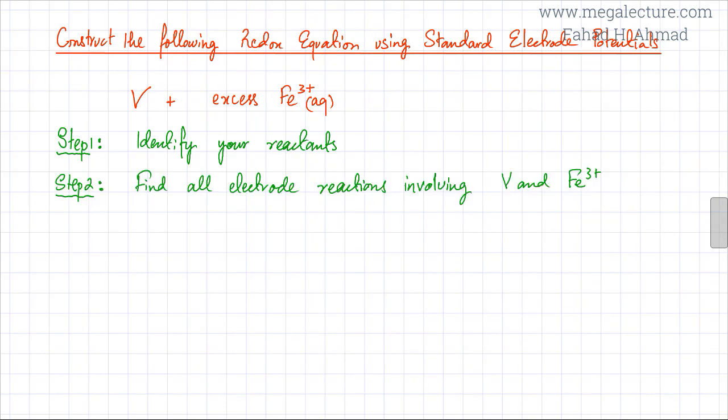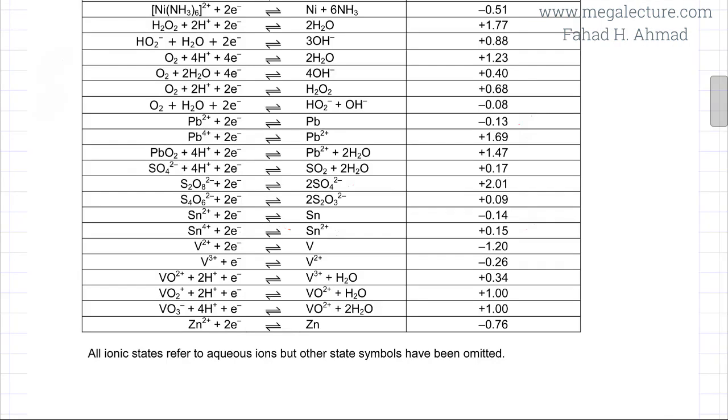Moving to step 2. Step 2 is that we now need to find all electrode reactions, or we need to identify all electrodes that involve vanadium, neutral vanadium, or Fe3+. Now for this, I would have to refer to the data booklet, and I'm going to try and find the reactions of vanadium first, electrodes that involve vanadium. So here's my data booklet that has all the electrode reactions, and we are searching for vanadium and neutral vanadium. So the electrodes involving vanadium are given over here, but there's only one electrode that has vanadium.